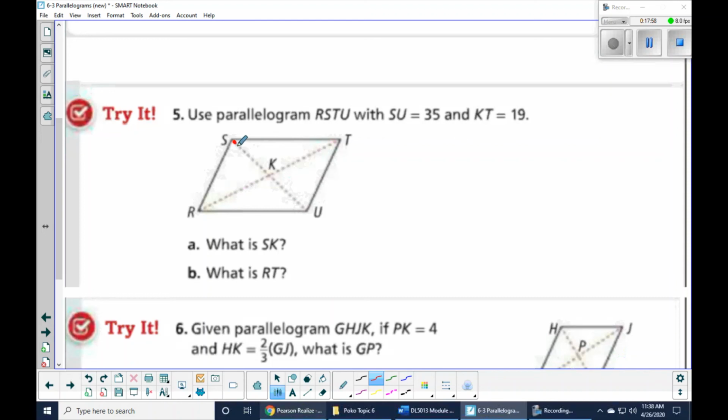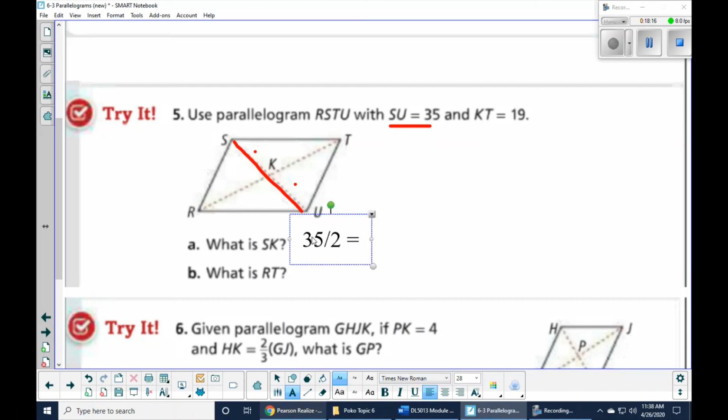SU, this whole thing, SU is outlined in red, is 35. So what is SK? Well, if this whole thing is 35, we know that both parts of it are equal. So what we're going to have to do is 35 divided by 2, and that's going to give us 17.5 for part A.